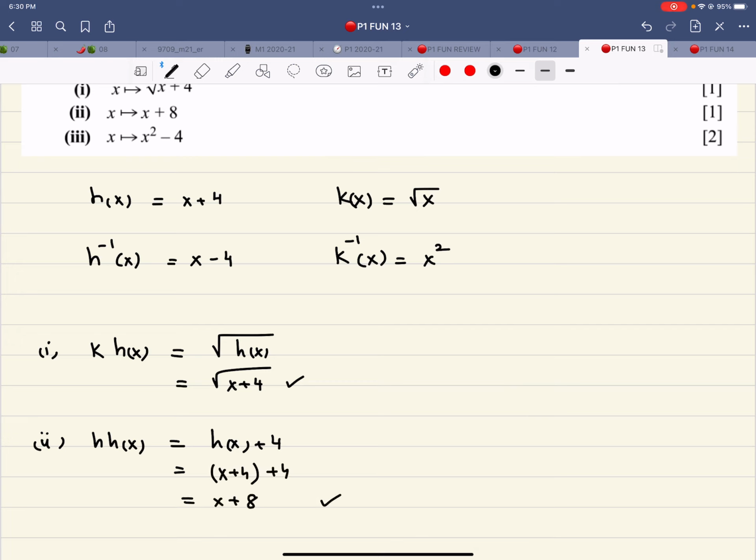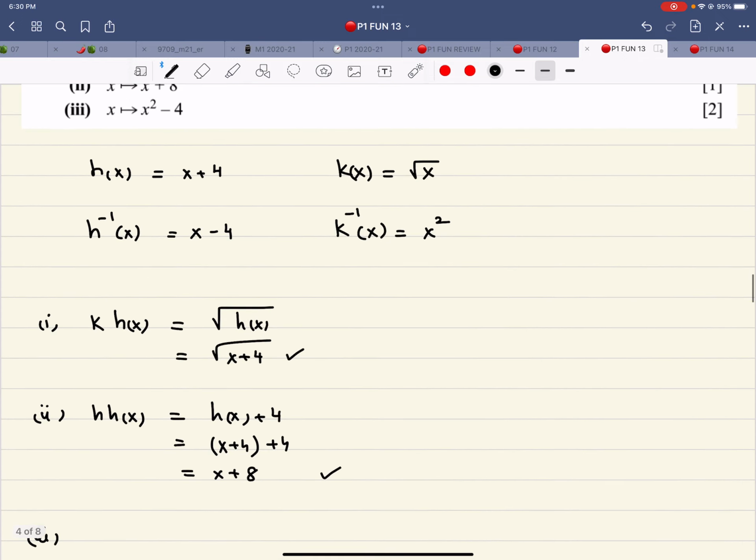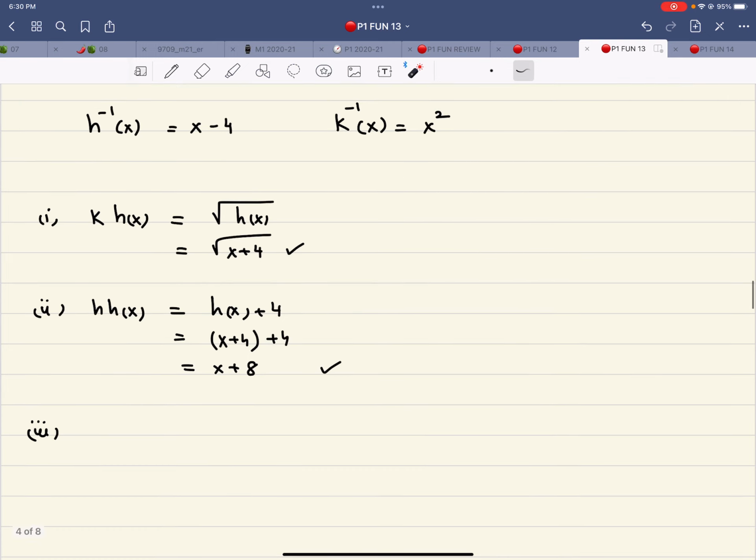Third one is x squared minus 4. So now minus 4 is because of h inverse, and x squared is because of k inverse. So x squared is being inserted over here. In other words, this looks like h inverse, k inverse. There is no harm in writing it. h inverse is x minus 4, and this is k inverse of x minus 4, which is x squared minus 4. So this is also correct.